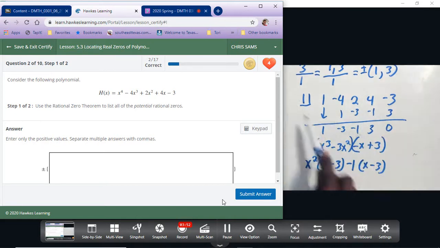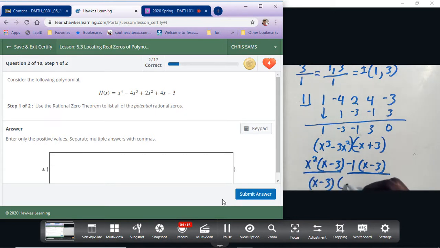So we just did synthetic division 1 time. We got 1 was one of our zeros. And now when you come up with the same thing in the parentheses, you look at those. What they have the same is x minus 3. So we're going to pull out x minus 3. So that's one factor. And then what is remaining is x squared minus 1.